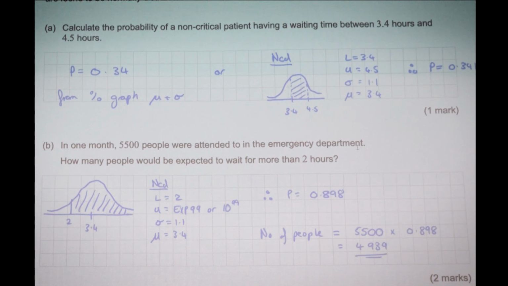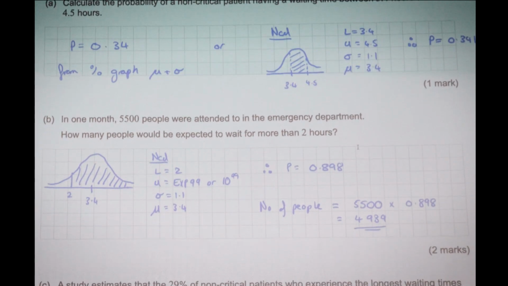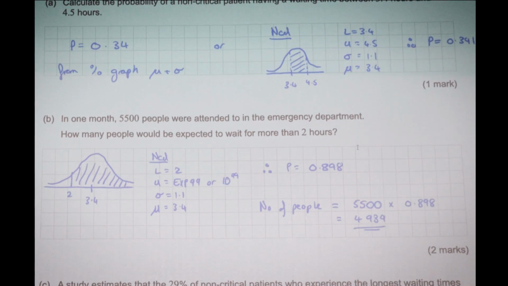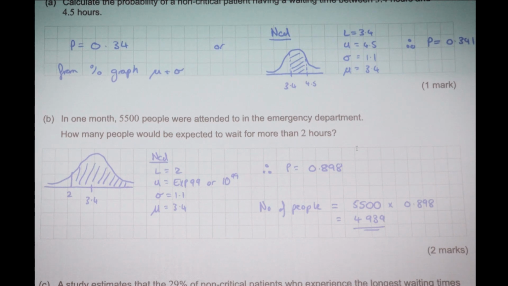With the next part, in 1 month we had 5,500 people attend the emergency department. How many would be expected to wait more than 2 hours? So the lower bound there we had 2, upper bound obviously is unknown. So we're looking at the probability of 0.898 and then obviously multiplying that by the number of people. In this type of question, because it's looking at people, we would expect students to give a whole number answer, because you obviously can't get a fraction of a person.